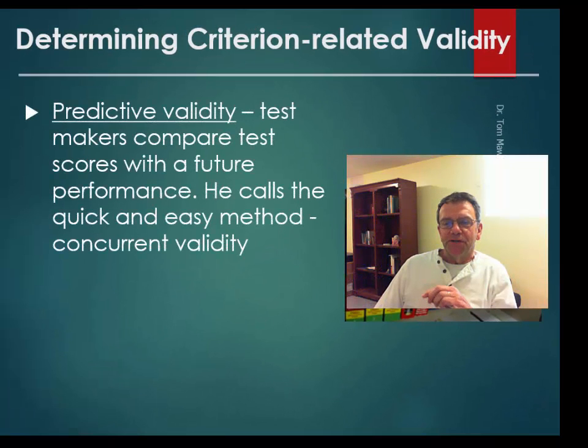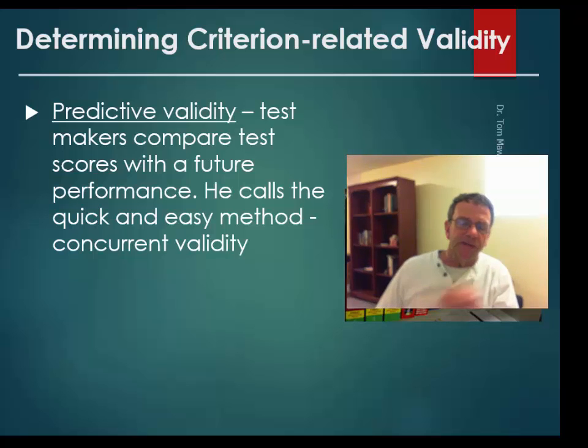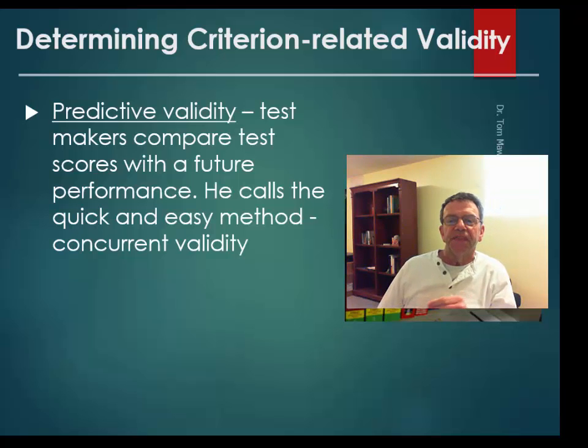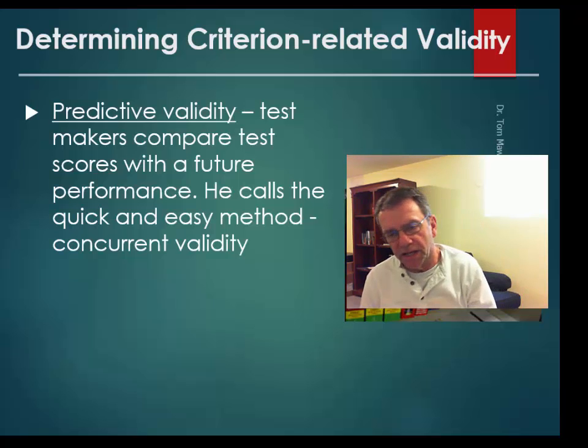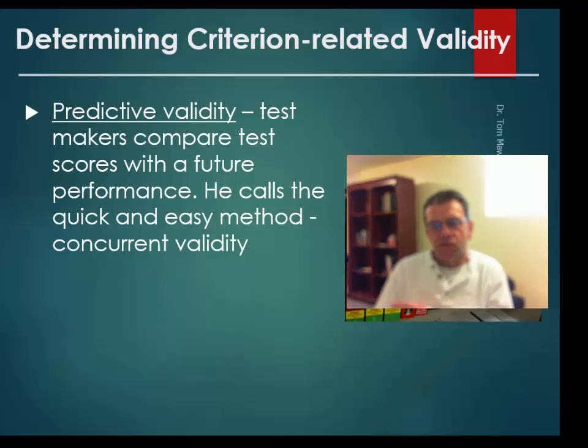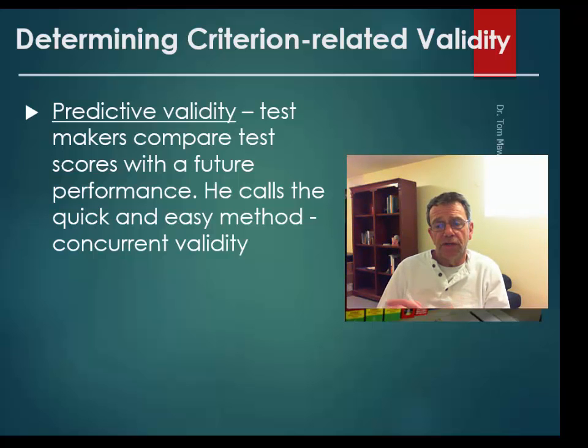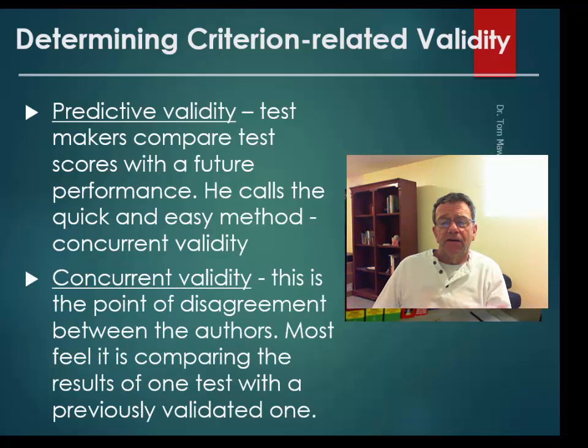So let's talk about determining criterion validity. Predictive validity is when test makers compare their test scores with future performance. This is what's called the quick and easy method of concurrent validity, and it's taking, say for kindergarten, your kindergarten screening test and then comparing the student scores with how they do in kindergarten. So that's pretty simple. But with the SATs, how do you predict how somebody will do in school?